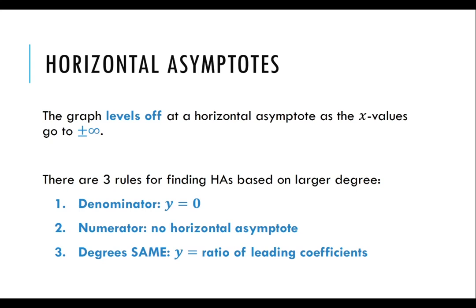And if the degrees are the same, then what you're going to do is you're going to say y equals, and then take the leading coefficients of the numerator and the denominator and put them on top of each other, and that y equals line will be our horizontal asymptote.